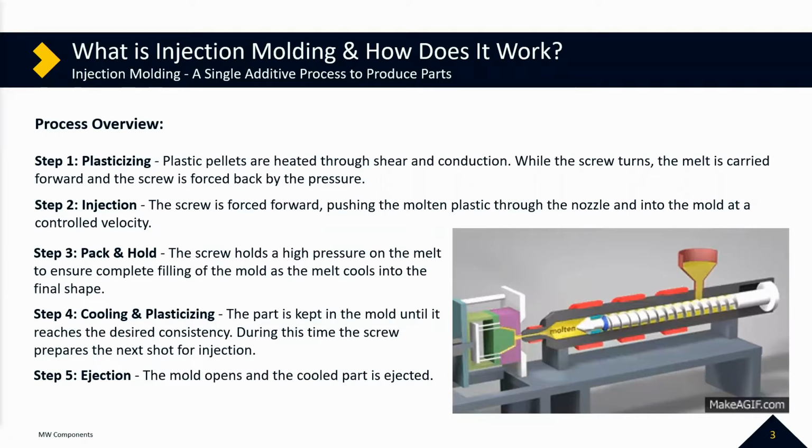And finally, there's ejection. The mold is going to open, the part pulls and stays on the B side of the mold, and ejector pins come forward to push the part off the mold.